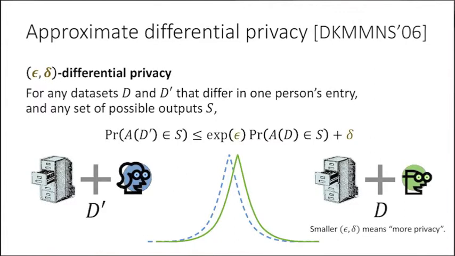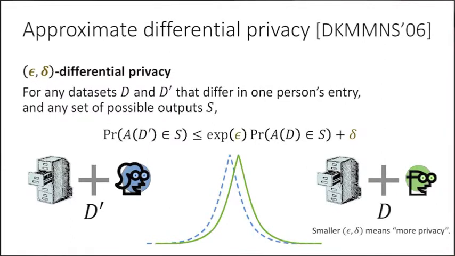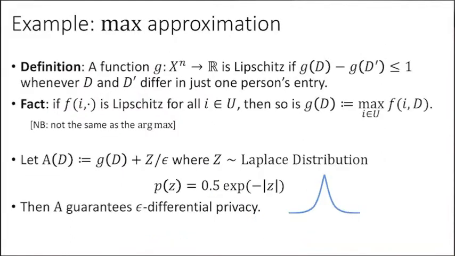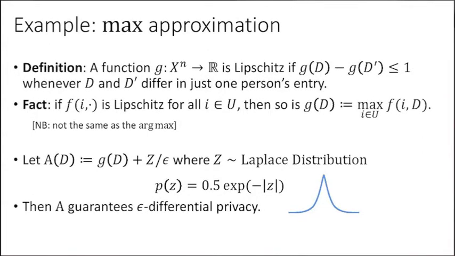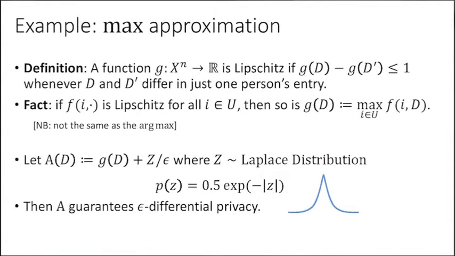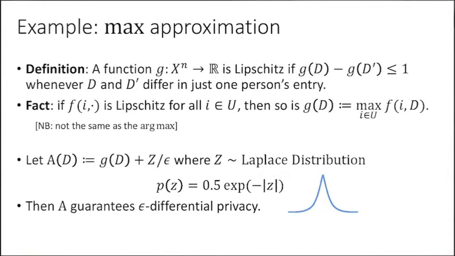Okay, so just to give you a warm-up, there's this problem of approximating the maximum of some function. So let's say you have some function g defined on your data set, and let's say it's smooth, or Lipschitz in this sense. So changing one entry in the data set isn't going to increase the function value by more than one. A simple fact: if you have a collection of functions f sub i, indexed by i in this universe, and these are all Lipschitz or smooth, then the max of these things is also going to be smooth.